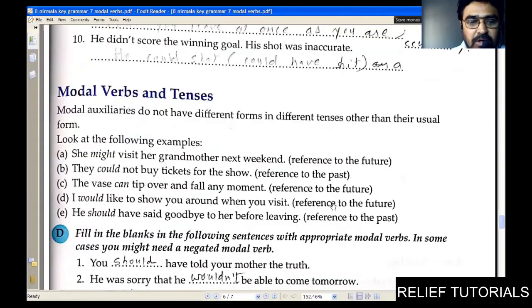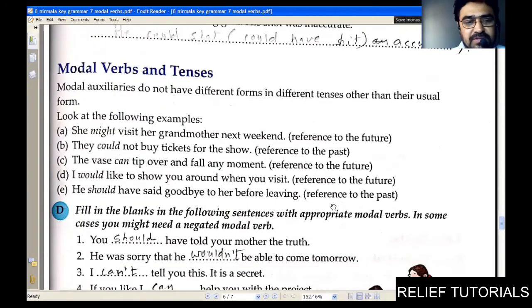Now modal auxiliary and tenses. We have certain modal auxiliaries that can be used in both the tenses, present and past: may and might, can and could, shall and should, will and would. Modal auxiliaries do not have different forms in different tenses other than their usual form. Look at the following examples. He might visit her grandmother next week.